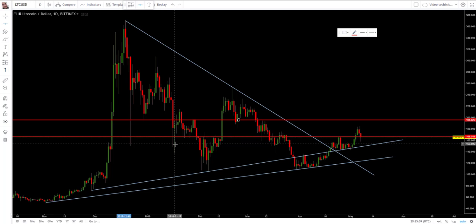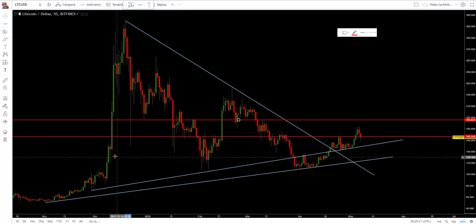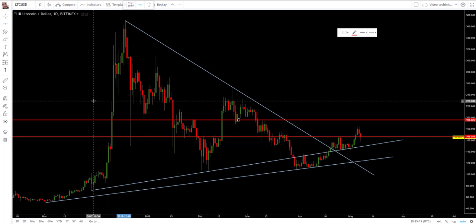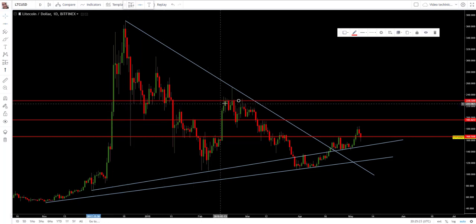You can draw as many as you want. There is no limit. So just as I told you, those levels need to be obvious for everybody. So I think this one is quite obvious. This one, yes, you have here several points, and also here is not perfect, but it's okay. So you have those levels there.